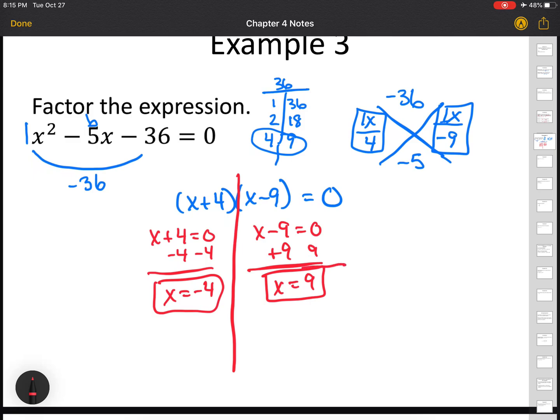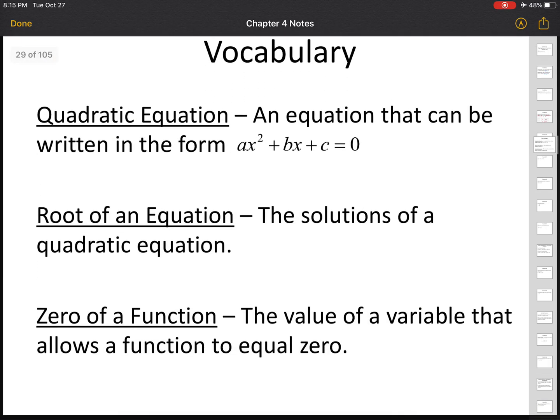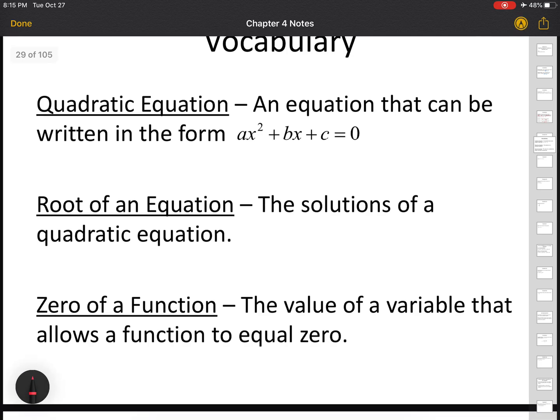So here's the two solutions to that quadratic equation. If I plug in negative 4 or 9, I can get back 0 in the end. So this is what we call finding roots or zeros of a quadratic equation or function. So we're still dealing with quadratics that look like ax squared plus bx plus c. And since it's an equation, it's going to be set equal to 0. Okay? The roots of an equation are just the solutions of a quadratic equation.